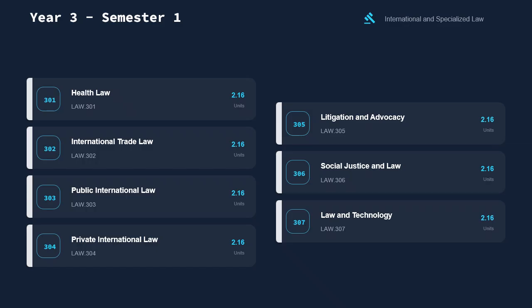Real-life example: the Doha Declaration, 2001, affirmed TRIPS flexibilities for access to medicines, allowing countries to issue compulsory licenses for HIV drugs. This balanced IP rights with public health needs. Enforcement provisions require criminal penalties for counterfeiting.